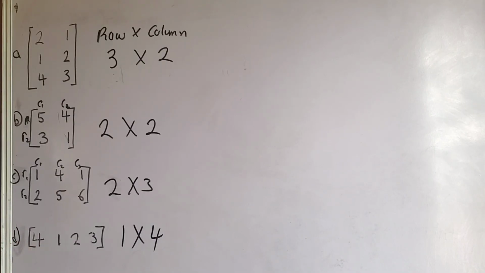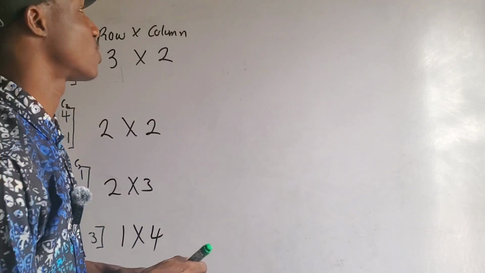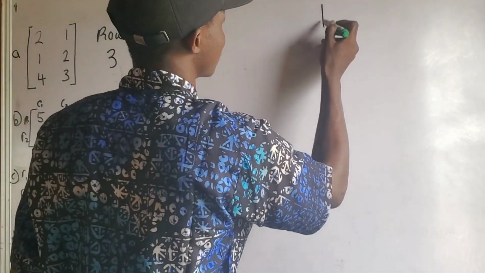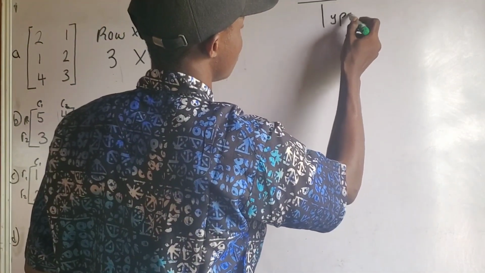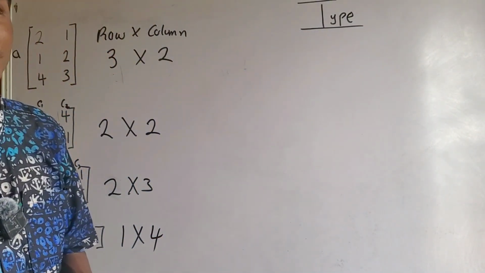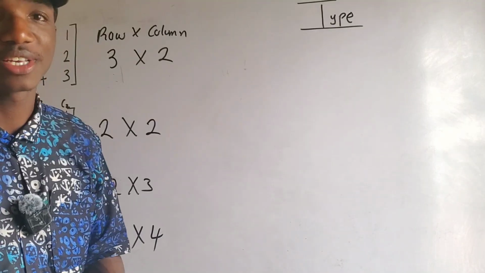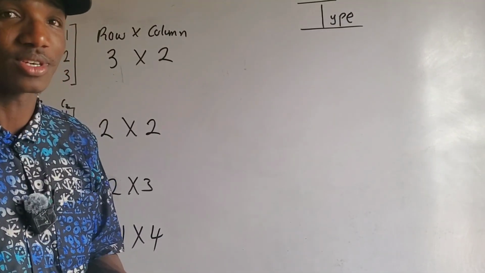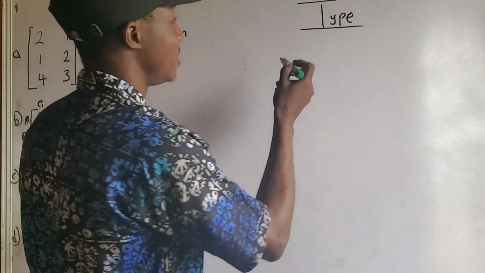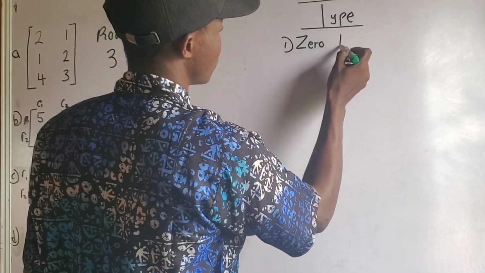Do you understand? Okay. Having understood what is meant by the order of a matrix, let us look at types of matrix. In this class, we are going to look at the different types of matrix. So I want you to pay attention. The first type of matrix that we're going to be considering is the zero matrix. What do I say? Zero matrix.